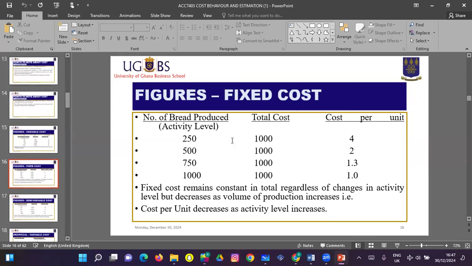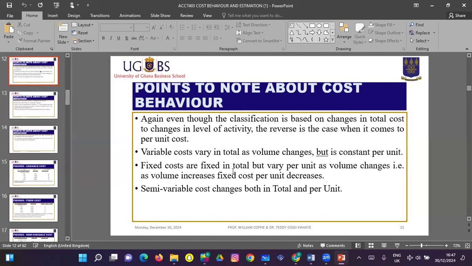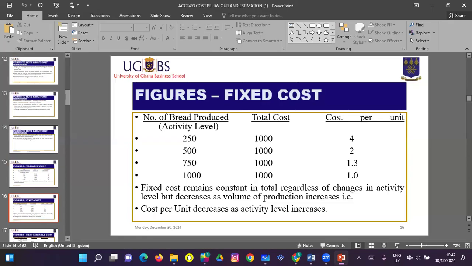Now this is fixed cost. Activity level is increasing here. Fixed cost is constant in total. It doesn't change in total, but what changes is the cost per unit. So that's what we are having here: fixed costs are fixed in total, but per unit, as volume increases, fixed cost per unit decreases. You can see it is decreasing, decreasing, and decreasing. That's it here.